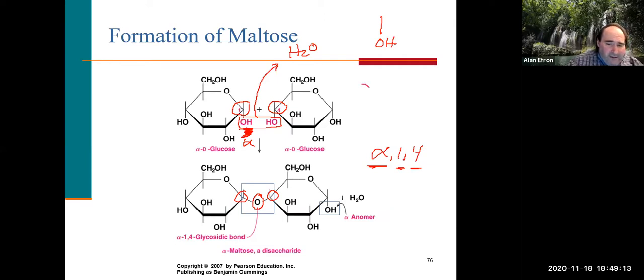If you look at this bond, it's kind of coming down when you look at it towards the oxygen. And that's a nice way to remember it as being alpha. The oxygen almost ends up in this kind of downward position between the 2 rings as they get connected. So this is the alpha 1,4 glycosidic bond. It is made by removing water from 2 glucose units and basically squishing those guys together.